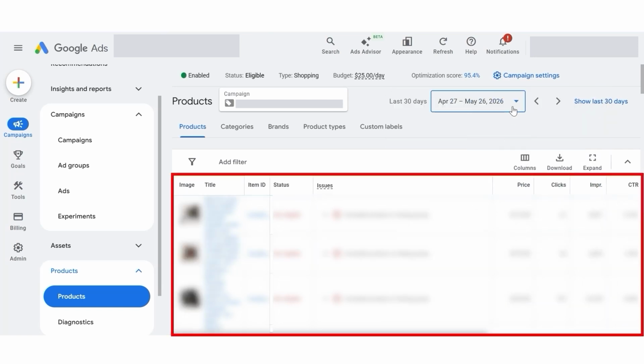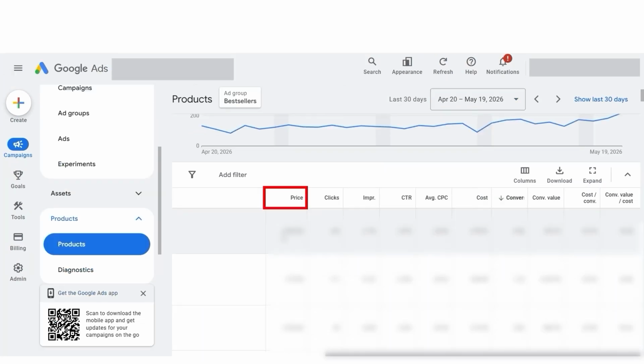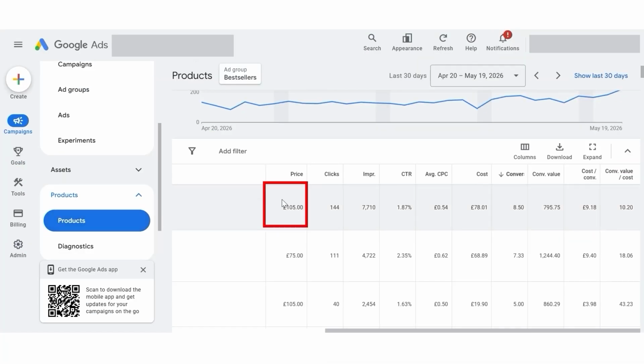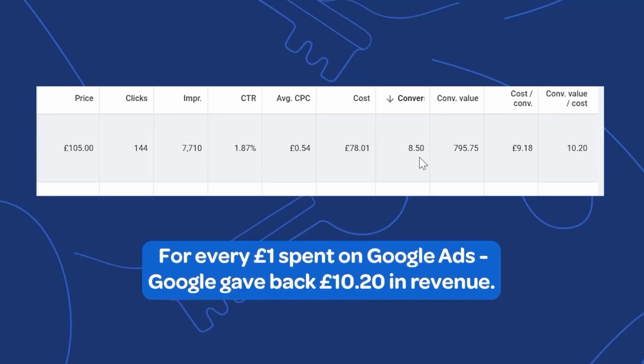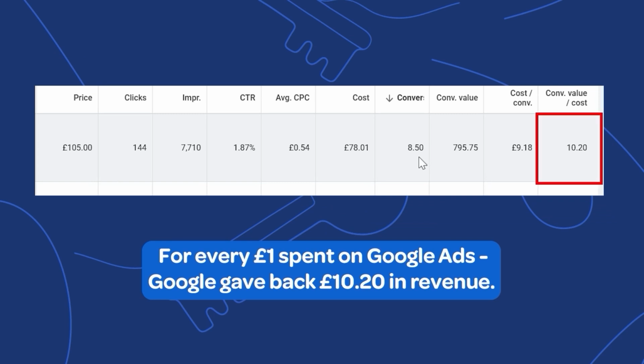That way, you know the products have had enough traffic to actually judge them properly. What you're looking for is the product cost, conversions, cost per conversion, and conversion value over cost. Let's take this example. This product is priced at £105. In the last 30 days, it got 8 conversions, a cost per conversion of £9.18, 144 clicks, and a ROAS of 10.20. That means for every £1 spent on Google Ads, Google gave back £10.20 in revenue. That's a strong product. It's growing, it's profitable, and it has real potential to become a bestseller.